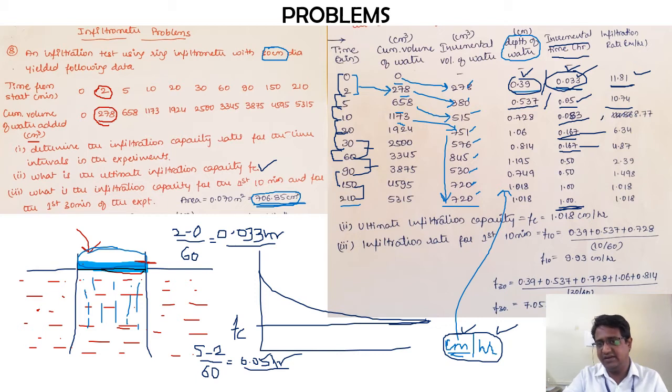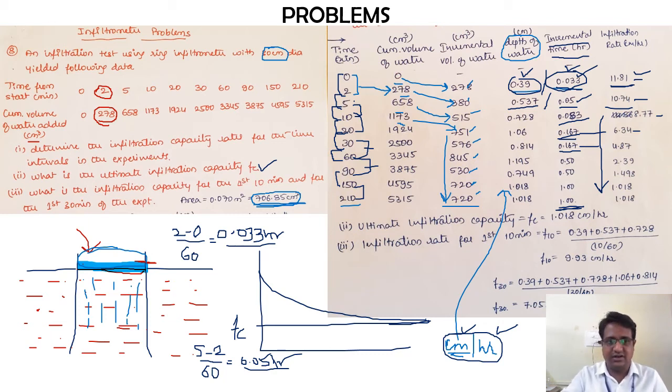So like this, if I go on doing this division, I'll be getting the infiltration rates at different time intervals. So 11.81 is for the first 2 minutes, 10.74 is for the next 3 minutes, 8.77 is for the next 5 minutes, 6.34 is for the next 10 minutes. So like this, I'll go on getting these values with respect to the various time intervals.